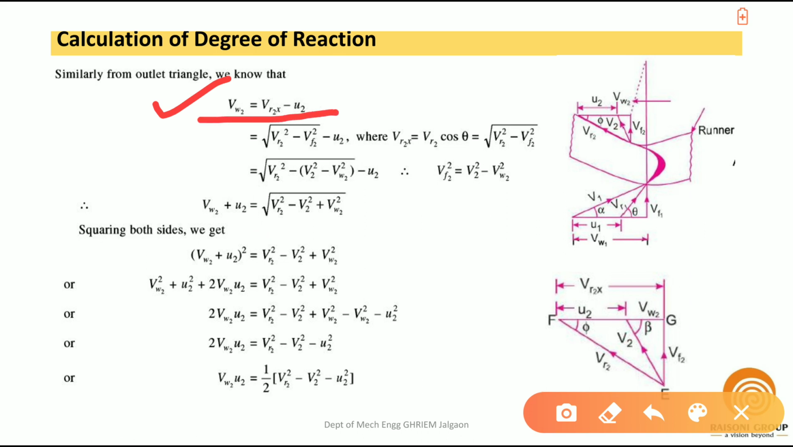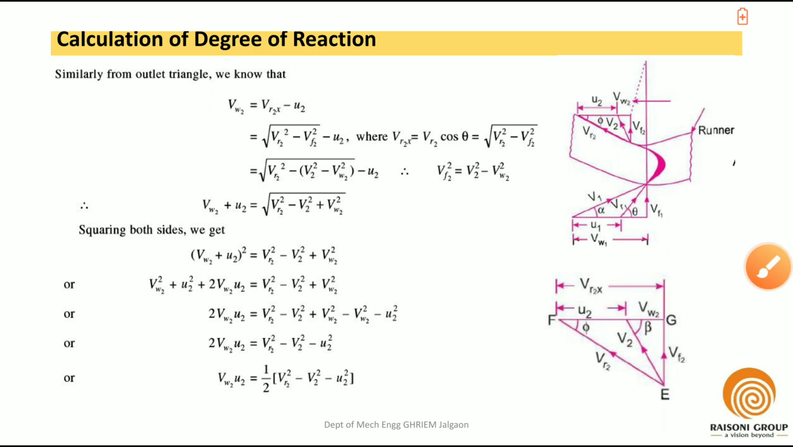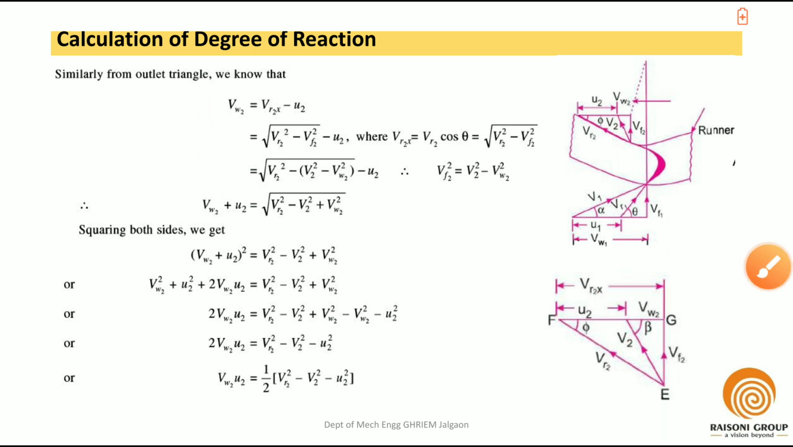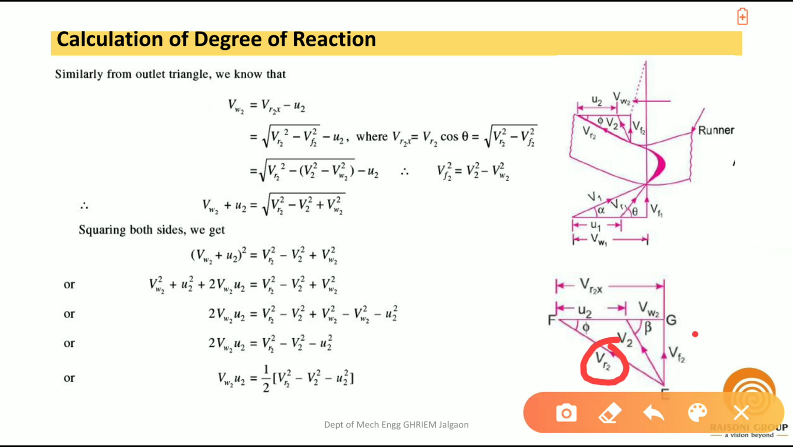From this diagram we can see Vw2 is equal to this Vr2x minus this u2. Again the value of Vr2x is equal to Vr2 cos phi, and it is also equal to, by the Pythagoras theorem, Vr2x is equal to under root of Vr2 square minus Vf2 square.